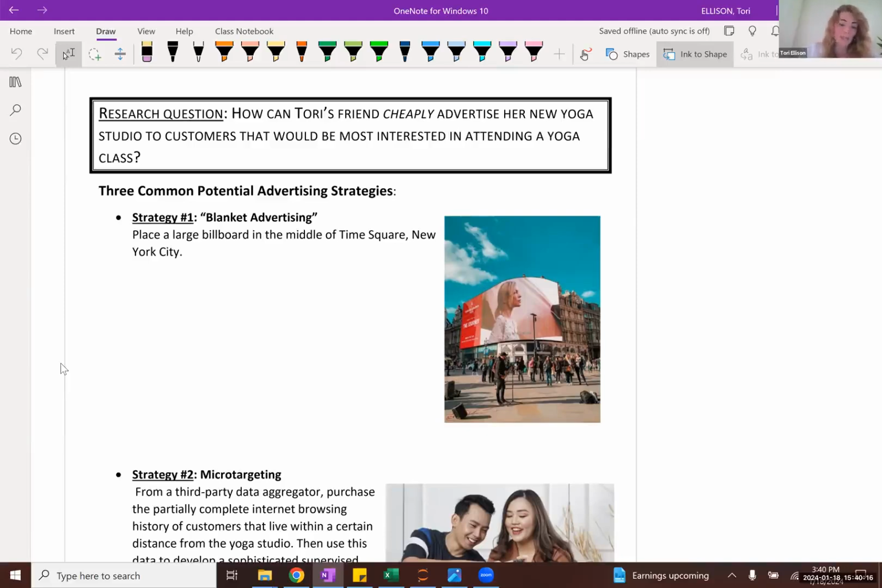So, when it comes to the world of advertising, there's generally three main categories, I guess you could say, of strategies that advertisers like to use.